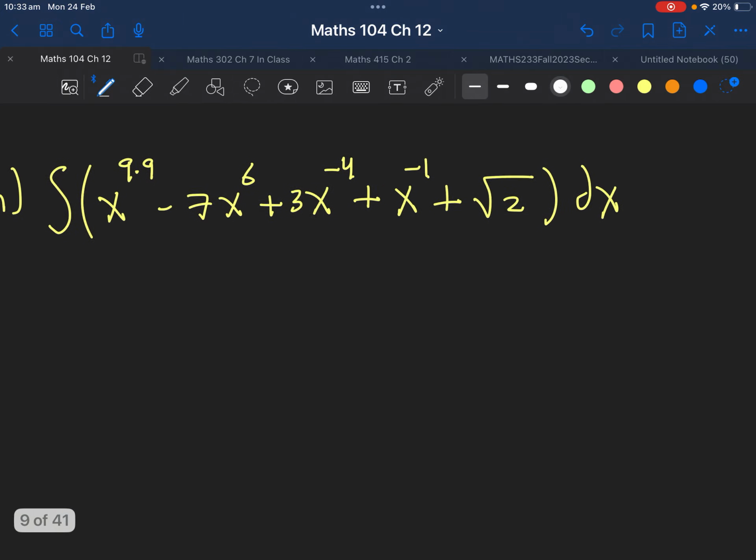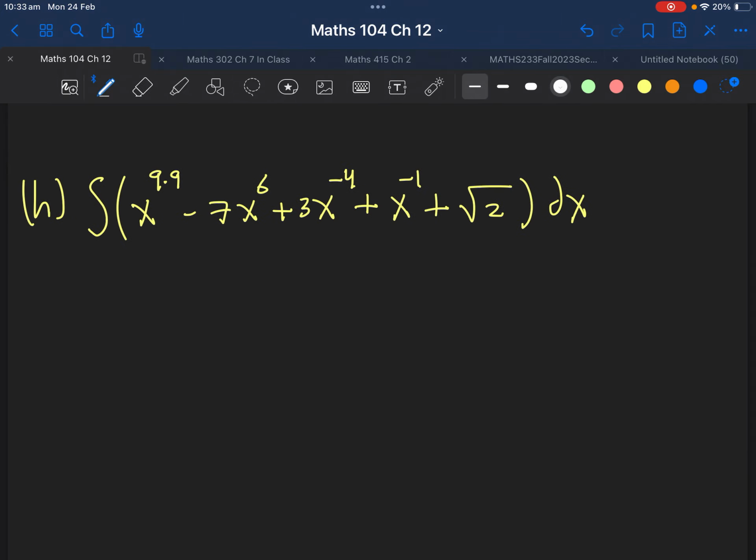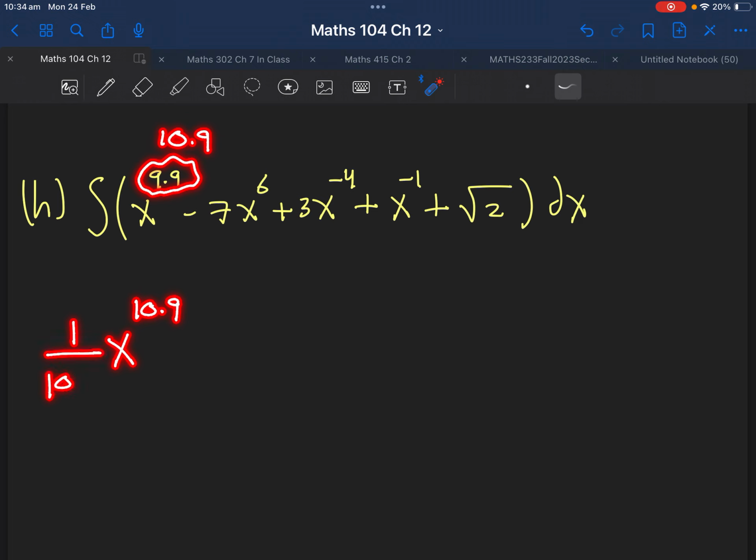Next question is almost exactly the same. All what you need to do, 9.9, you add 1, so you will get 10.9, and then you divide by 10.9. So this will become 1 over 10.9, minus the 7 will stay here. This 6, you will add 1, it will become 7, and then you divide by 7. So you get 7 over 7. So I don't need to write 7 over 7 now. I can just write it as x power 7.